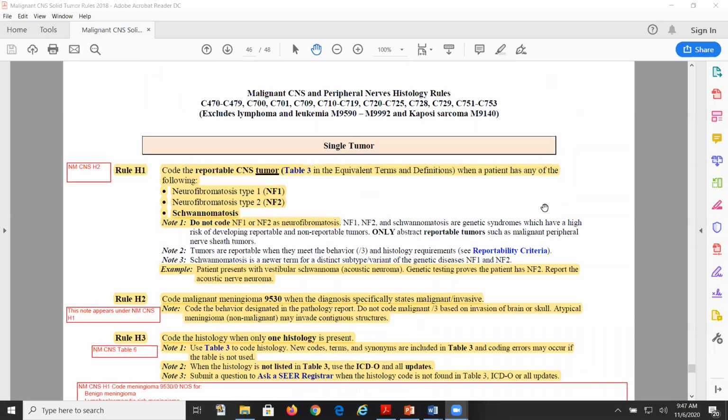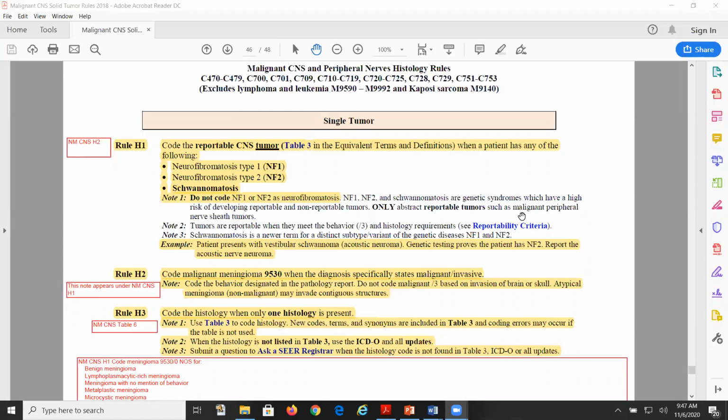So moving on to our H rules, our rules for single tumor, code H1. You will code only the reportable tumor when patients have genetic conditions such as neurofibromatosis and their subtypes of NF1, NF2, or schwannomatosis. The conditions themselves are not reportable, only the reportable tumors within those conditions.